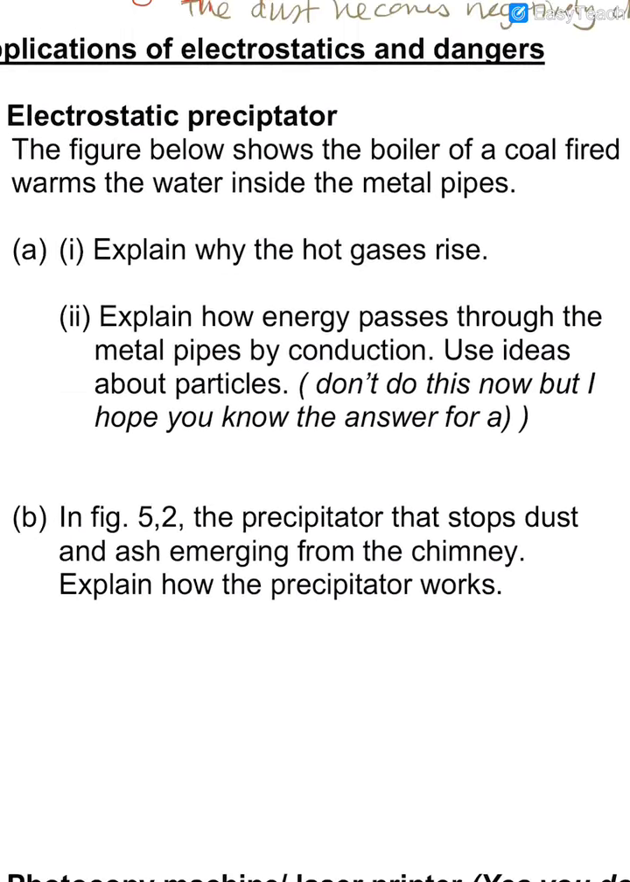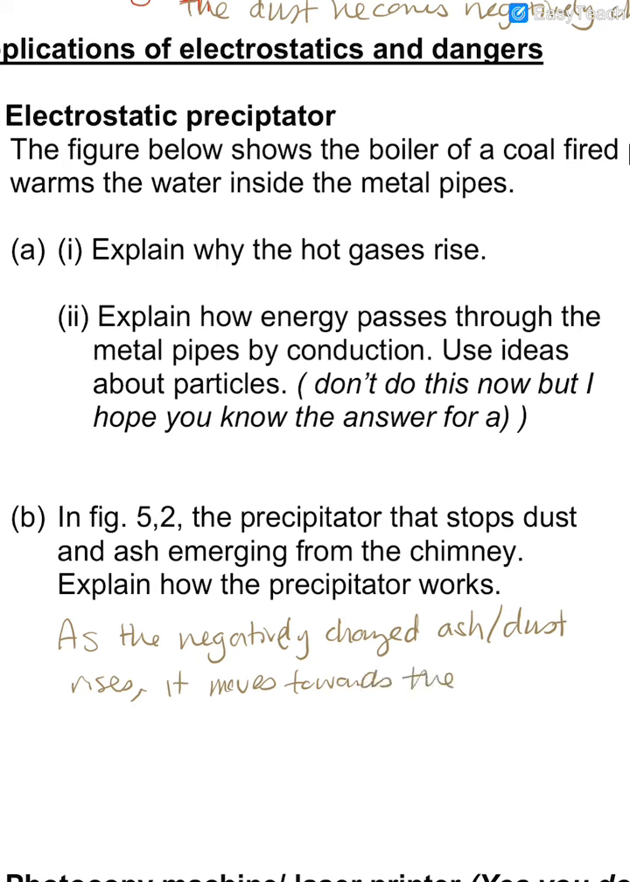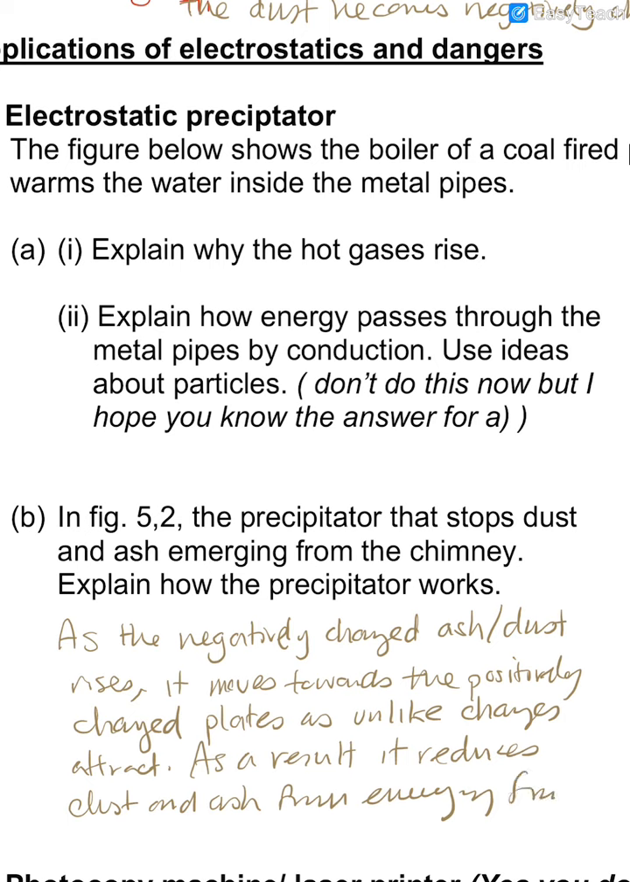So the second paragraph of your answer will say that as the negatively charged ash or dust rises, it moves towards the positively charged plates as unlike charges attract. That's your reason. As a result, it reduces dust and ash from emerging from the chimney, right?